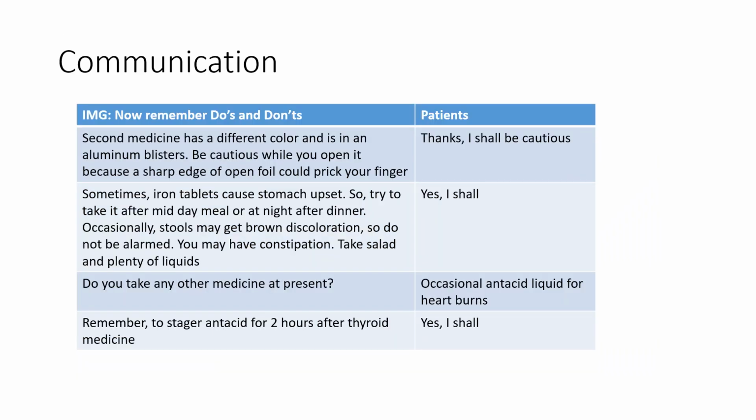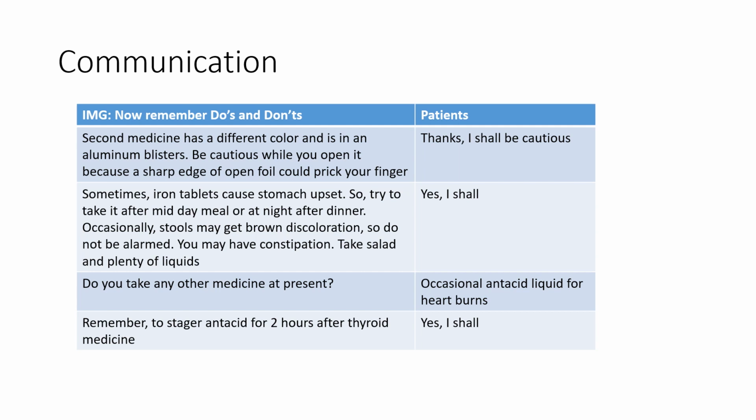So IMG says, now remember do's and don'ts. The second medicine is a different color and it is in aluminum blisters. Be cautious when you open it because a sharp edge of open foil could prick your finger skin. Thanks doctor, I shall be cautious. Sometimes iron tablets cause stomach upset, so try to take it after the midday meal or at night after dinner. Occasionally your stools may get brown discoloration, so do not be alarmed. You may have constipation also, so take salad and plenty of liquids. This is the right advice.